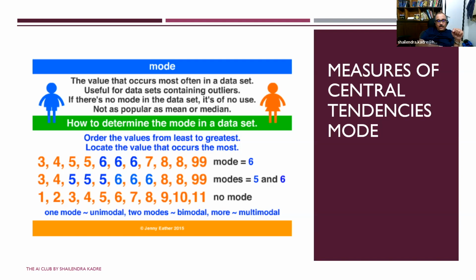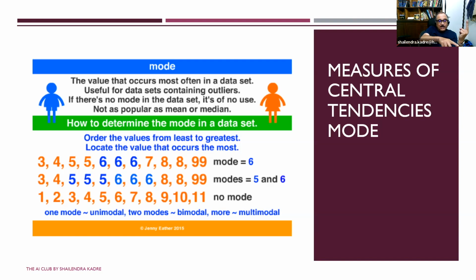3, 4, 5 is there 3 times, 6 is there 3 times, 8 is there 2 times, then 9. What is the mode? There will be 2 mode values: 5 also 3 times and 6 also 3 times. That is very important. Nobody might have taught you so far that there can be 2 mode values. Both are modes here, because both are repeated 3 times.